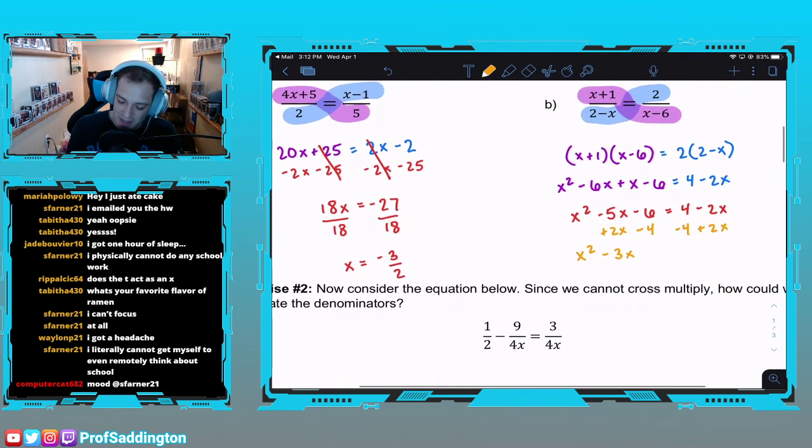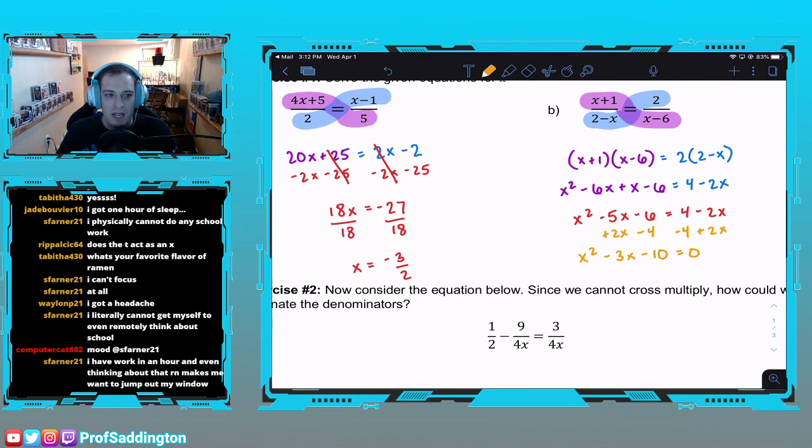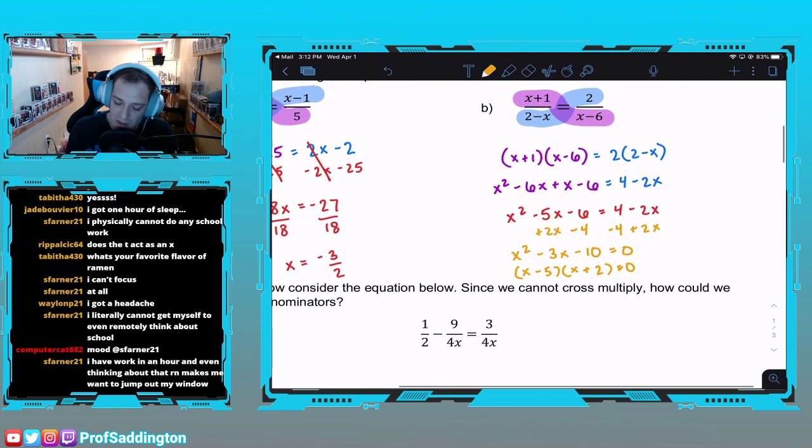Scroll back down here. All right, so minus 3x minus 10 is equal to 0. And now you guys should see that this can be factored. So if you guys factor this, you will get 2 bubbles. X and X. And it's going to be 5 and 2. The 5 has to be negative, and the 2 has to be positive. So now you guys will get your 2 answers that solve this problem. X will equal 5, and X will equal negative 2.